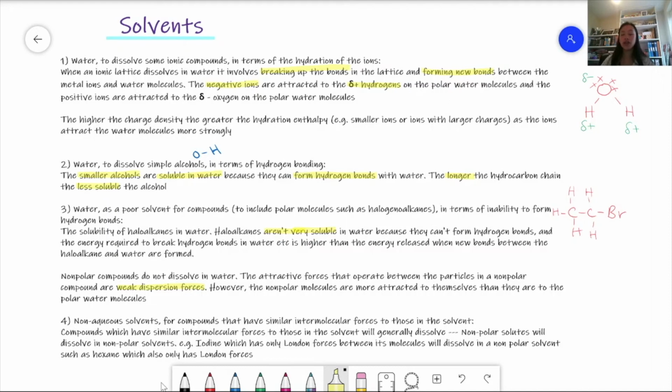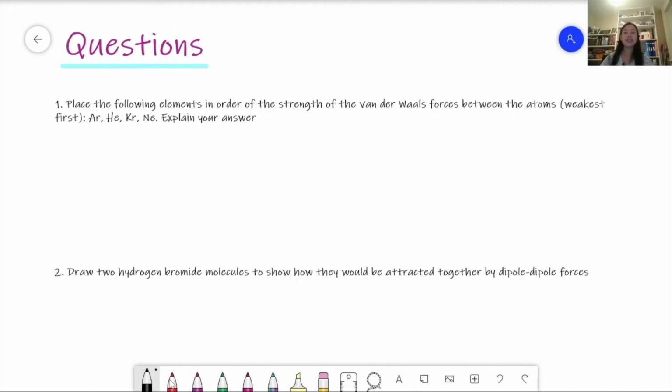Number 4 is non-aqueous solvents for compounds that have similar intermolecular forces to those in the solvent. Compounds which have similar intermolecular forces to those in the solvent will generally dissolve. And non-polar solutes will dissolve in non-polar solvents. So, for example, iodine, which has only van der Waals forces between its molecules, will dissolve in a non-polar solvent such as hexane, which also only has intermolecular forces. So non-polar solutes will not be dissolvable in polar solvents, such as water, but can be dissolved in non-polar solvents. So now we're going to move on to some questions.